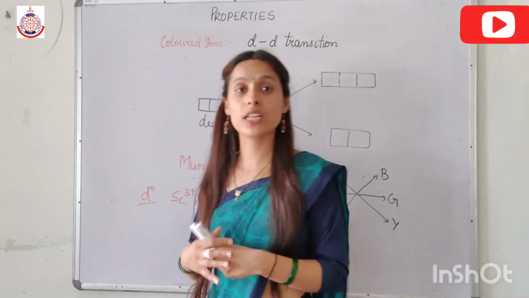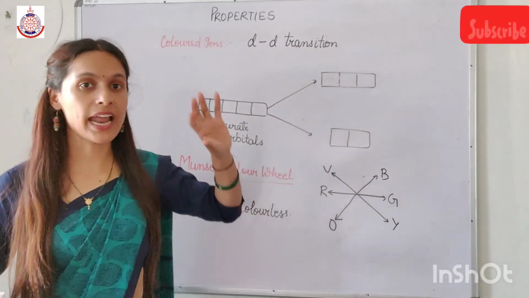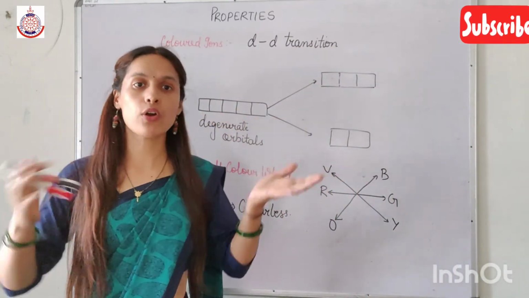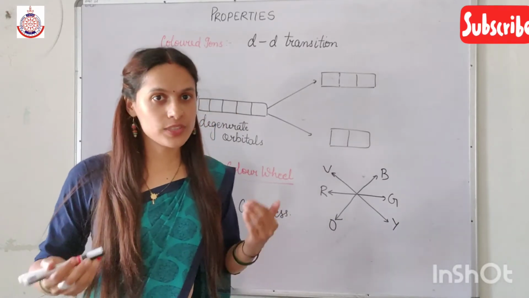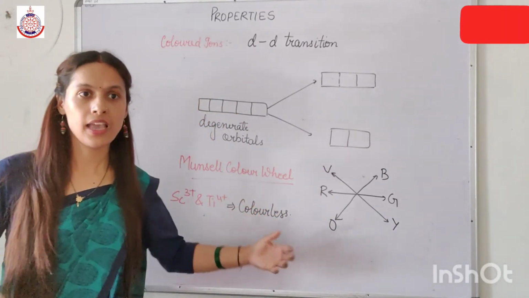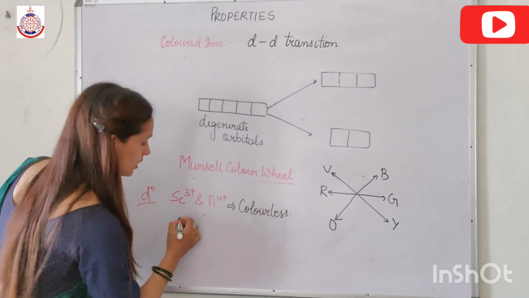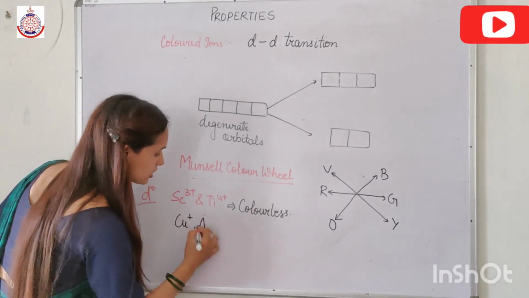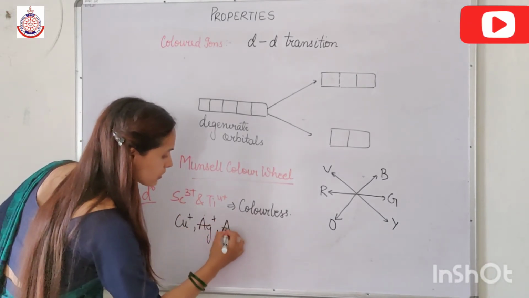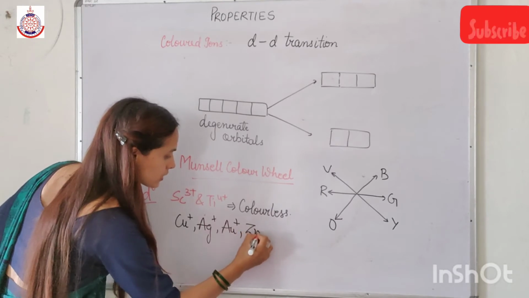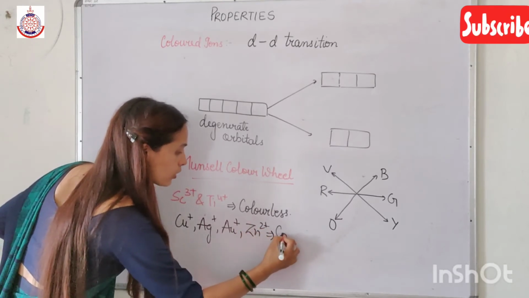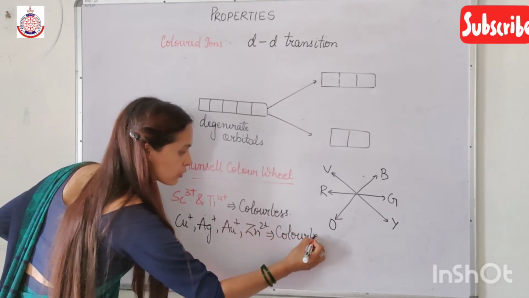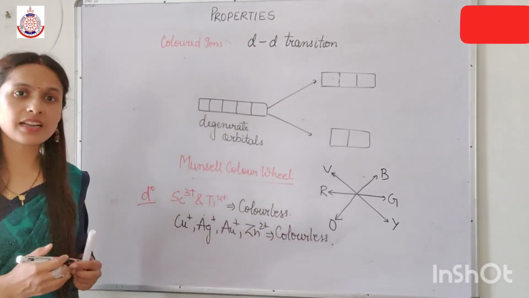They have electrons in the s and p orbitals, and there we don't get pp or ss transitions. So that's why they are colorless. Similarly, if I talk about Cu positive, Ag positive, Au positive, Zn2 positive, these are also colorless. Now why are these colorless?